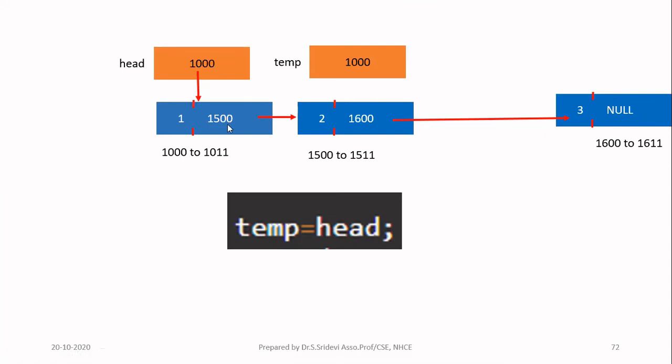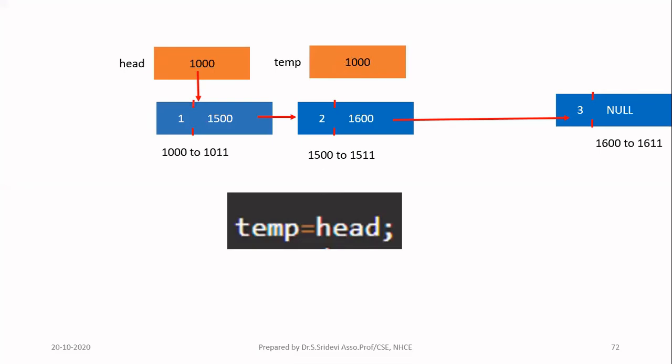Whenever you want to update the pointer, you should always have a temporary variable, because the head should not be changed. So you keep a temporary variable, and whatever is available in the head pointer, that is the starting address of the linked list, you copy it to the temp node. So for that, I am writing temp is equal to head. When this is executed, the temp node will be created, and that will have the starting address of the linked list stored in it.